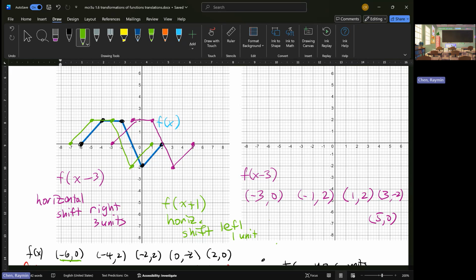The blue function has shifted left 1 unit. So to show my work for this, pause the video if you want to try to do it yourself. A lot of you already know it's going to be negative 7, 0, negative 5, 2, negative 3, 2, negative 1, negative 2, and then 1, 0. And if you're not too sure, when you shift left, you subtract by 1.